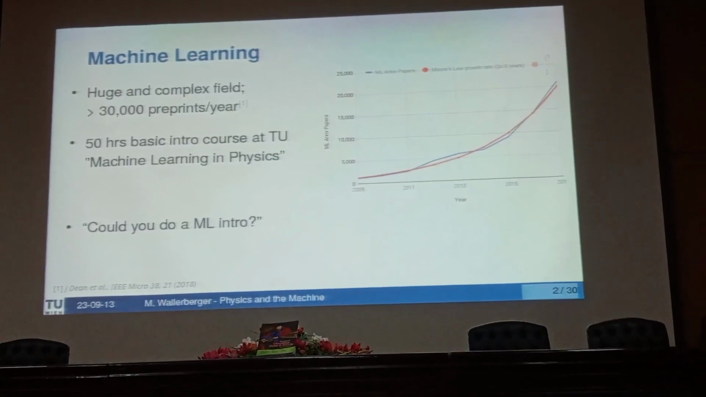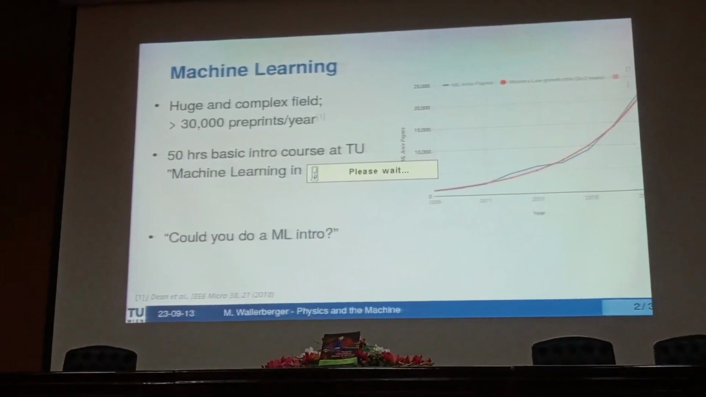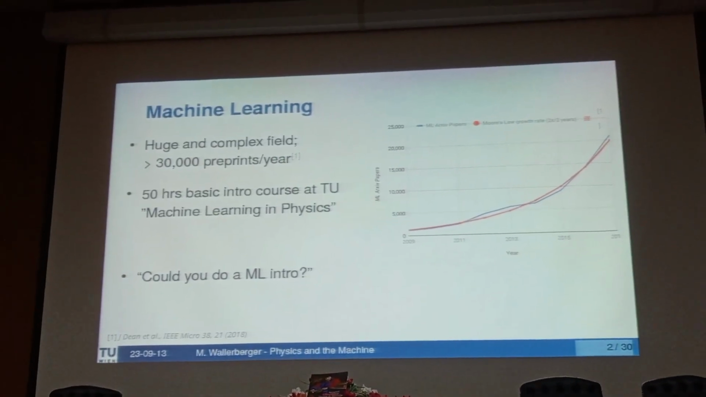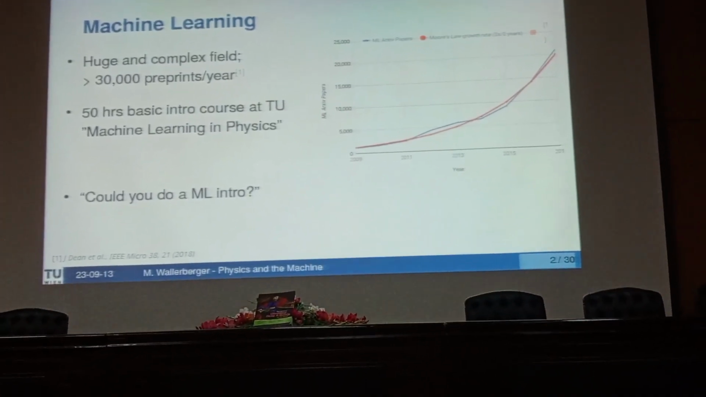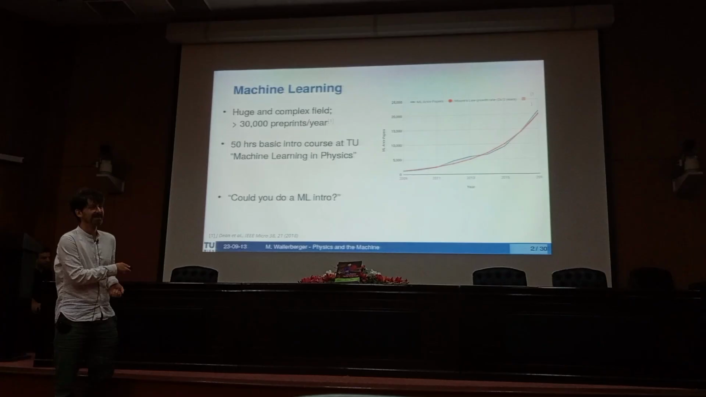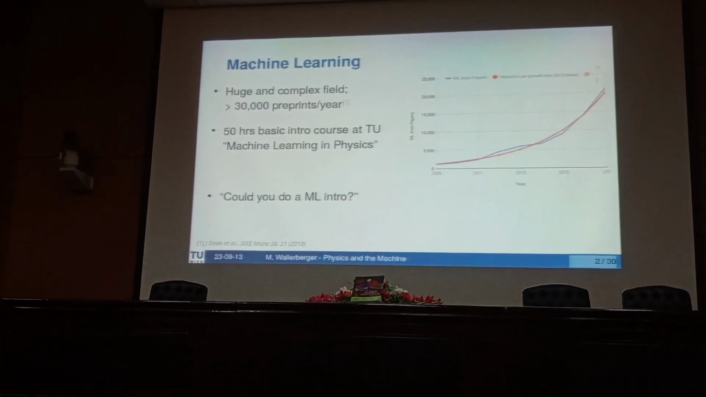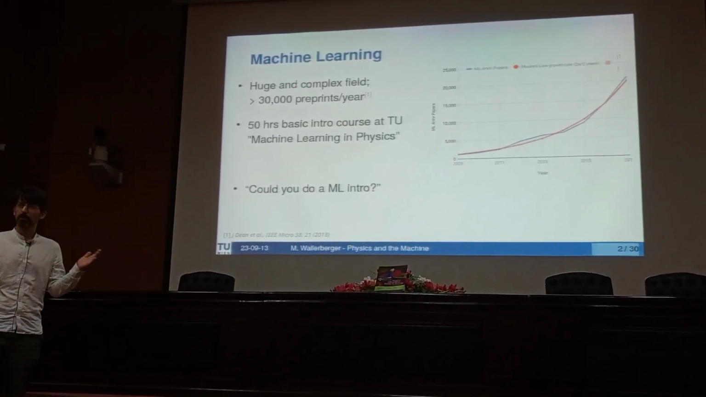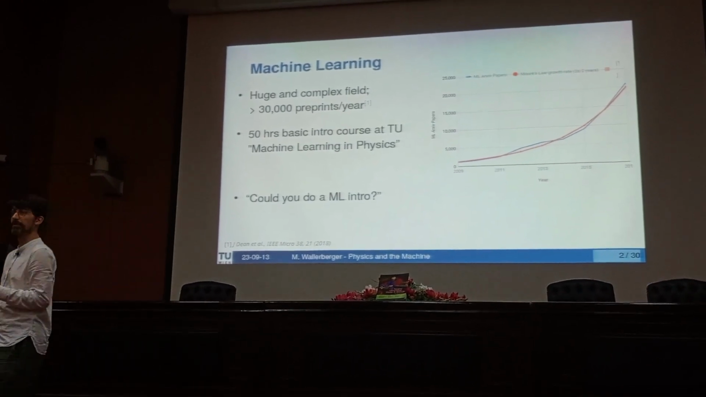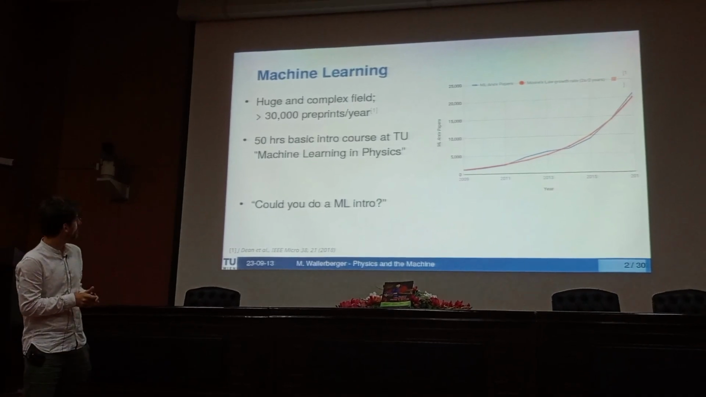Machine learning these days has become a huge and very varied and complex field. We now have on the order of 30,000 preprints appearing each year, and the growth, for some reason, resembles Moore's law, which I'm not sure I appreciate. There is a course that I think Rashid very kindly shared with you. It comprises 50 hours, comprising the very bare minimum.